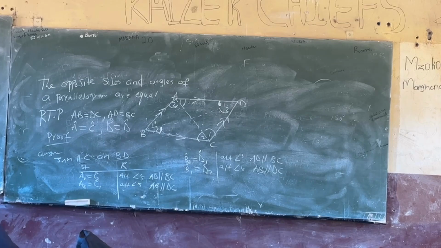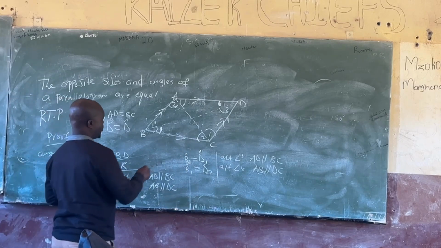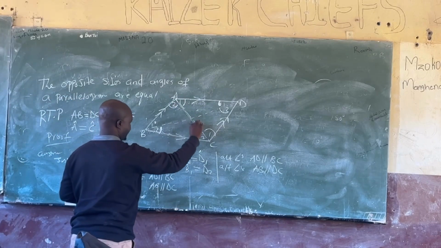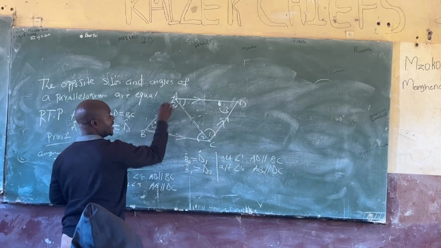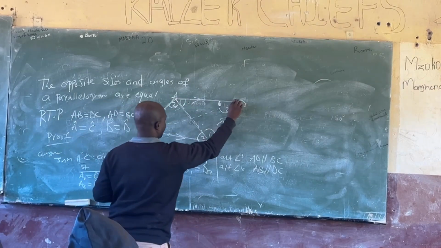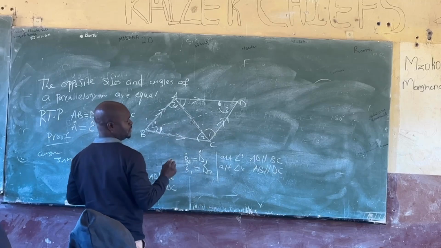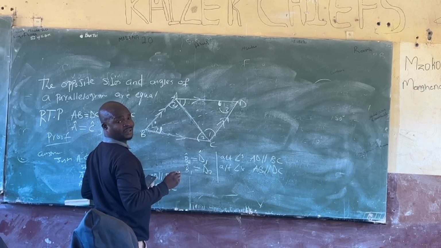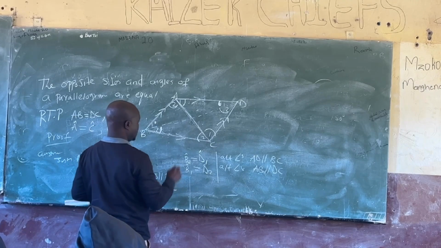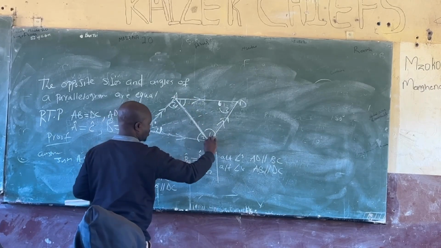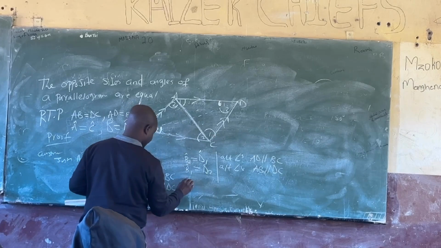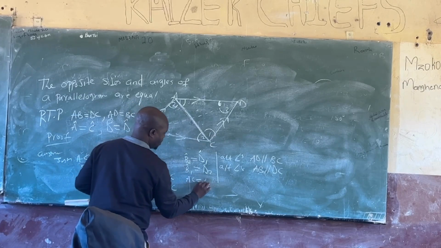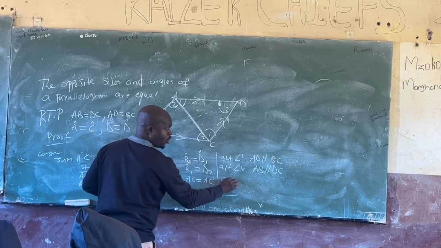Guys, can you see that if you are talking about the sides, this triangle and this triangle again, we have a common side here? It means that AC is equal to AC, which is common.